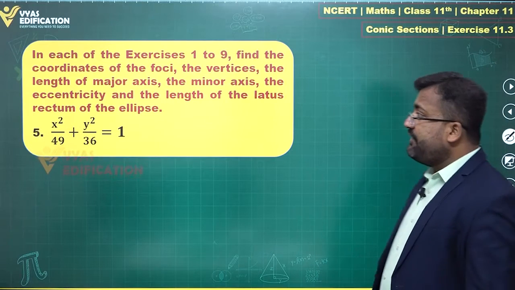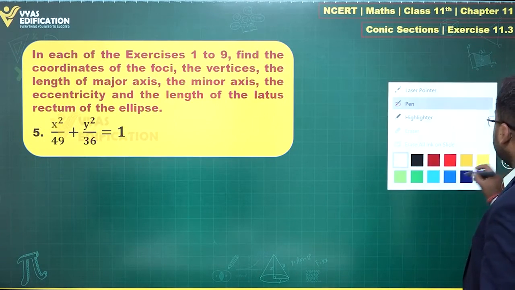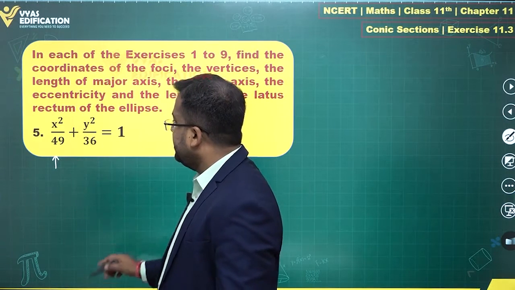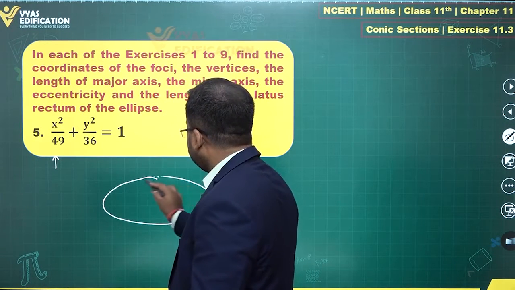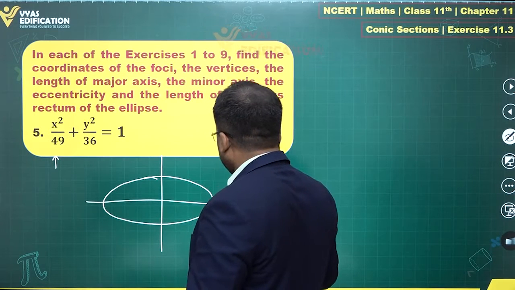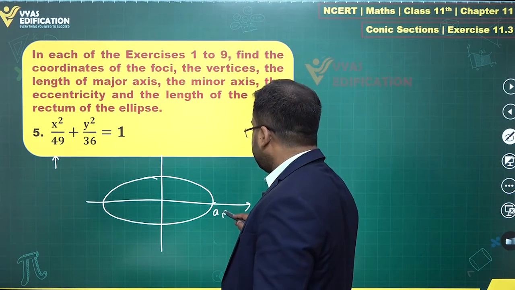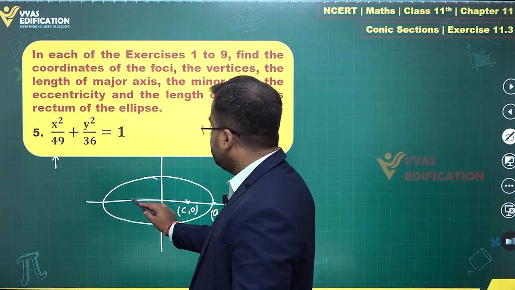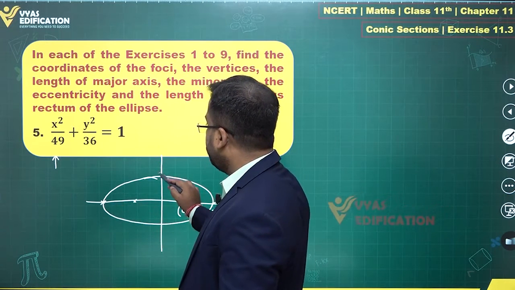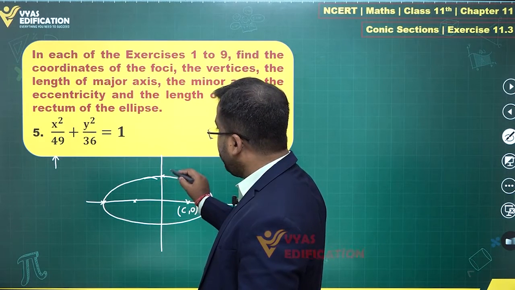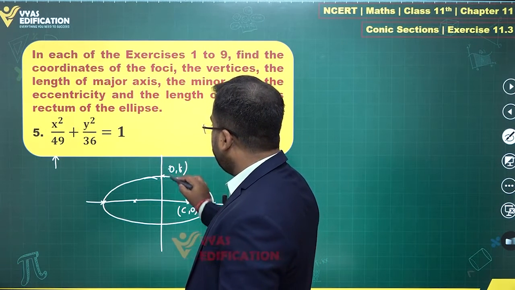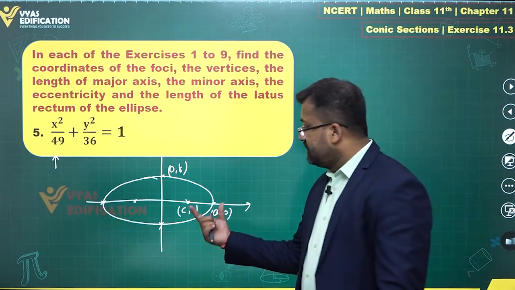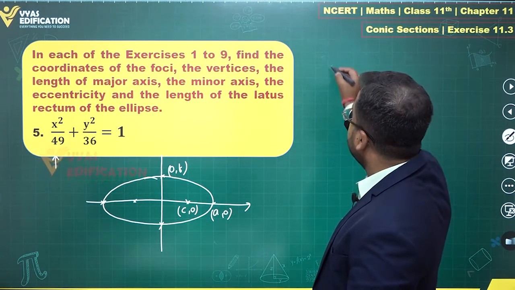In the fifth question, we have x square upon 49 plus y square upon 36. Since the denominator of x square is greater, this will be a horizontal ellipse in this manner. This point will be a comma 0. This point will be c comma 0. That's the focus. Similarly, you'll have minus c comma 0, minus a comma 0. This point will be the end of minor axis 0 comma b. Similarly, the other end of minor axis will be 0 comma minus b. So we need a, b and c for this.